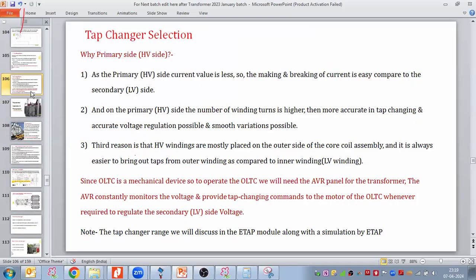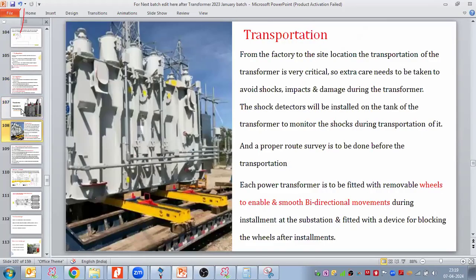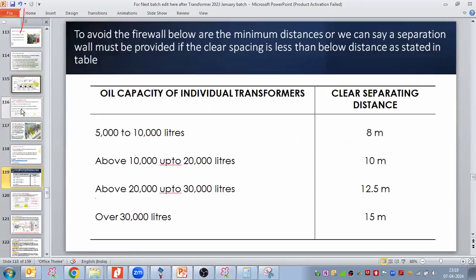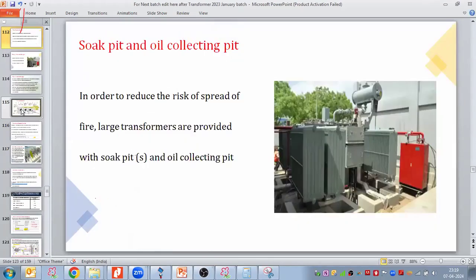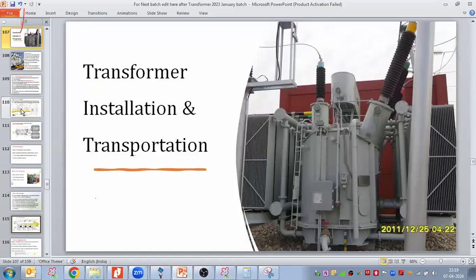Okay, so should we discuss further? We have some concepts about installations and transportations. It will take another hour, I think, if you all allow, 30 to 40 minutes. Is that fine for all of you? Should I continue? Okay, so let us discuss.